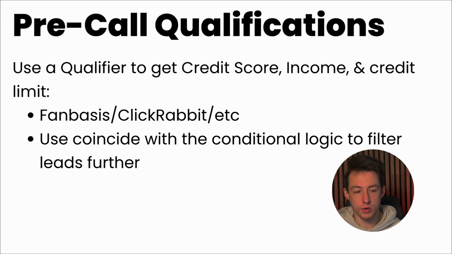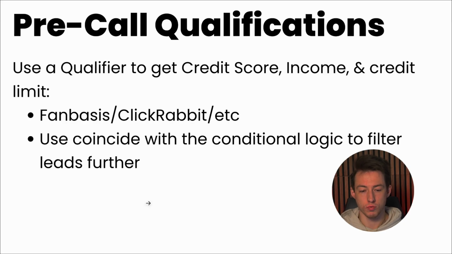Another option is to utilize a qualifier to get credit score, income, and credit limits. The best ones to use right now are Fanbasis, and I also utilize ClickRabbit as well. Basically, when somebody fills out a form, they'll grab that information from that person utilizing their first name, last name, phone number, and email. Once that information comes in, it's usually almost immediate. It does cost anywhere between 30 cents to $1 to extract that information. In some cases, it can be upwards of $1.50 to $2. Once that information is extracted, it comes immediately, so when they fill out that opt-in form, it's immediately applied to them.